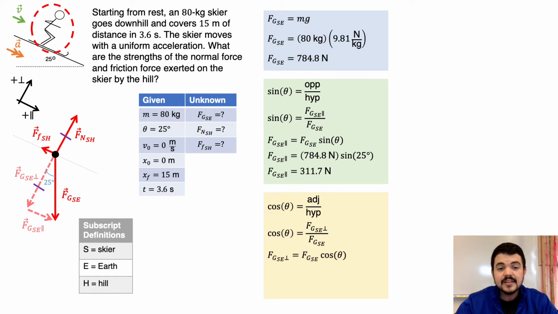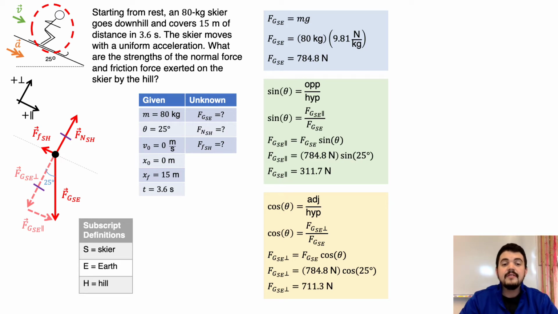We take our math in that first line and translate it into physics in the second line. After we've translated into physics, we can rearrange first, getting the perpendicular component of the gravitational force by itself on one side of the equal sign by multiplying the full gravitational force on each side of the equation to get it out of the denominator. Now we can plug in values. The gravity force is 784.8 newtons, the angle is still 25 degrees, and plugging 784.8 newtons multiplied by the cosine of 25 degrees into a calculator, you'll find that the perpendicular component of the gravitational force on the skier by the Earth is 711.3 newtons.